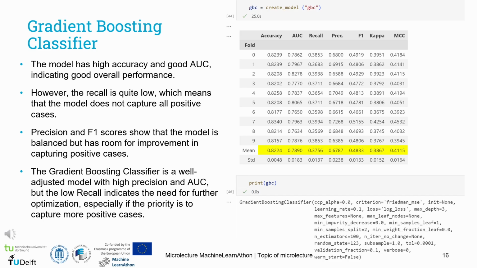Thanks to its balance of high accuracy, AUC, and precision, the gradient boosting classifier represents a well-tuned and effective choice, especially when precision is more critical than sensitivity. Nevertheless, further tuning may be needed if capturing more positive cases becomes the main objective.